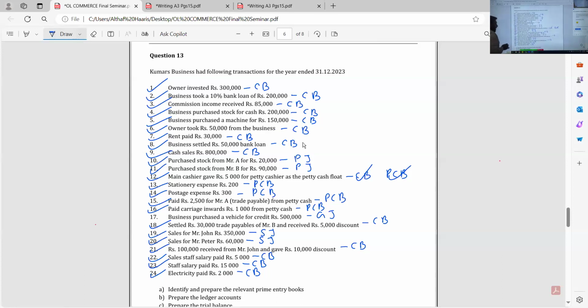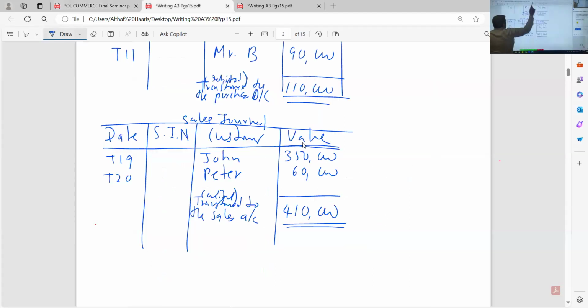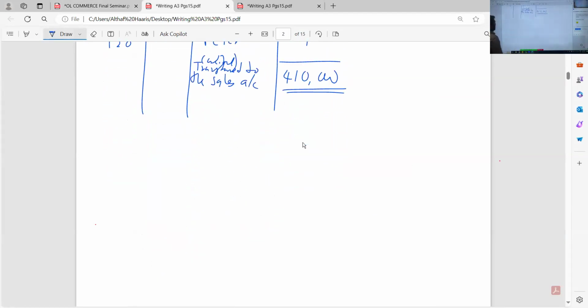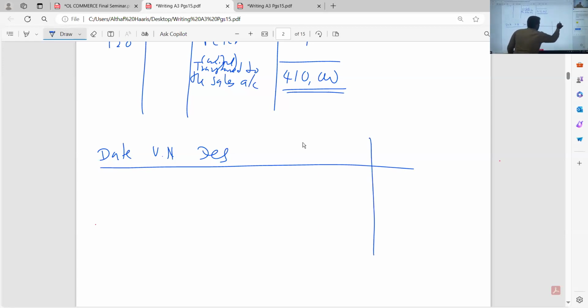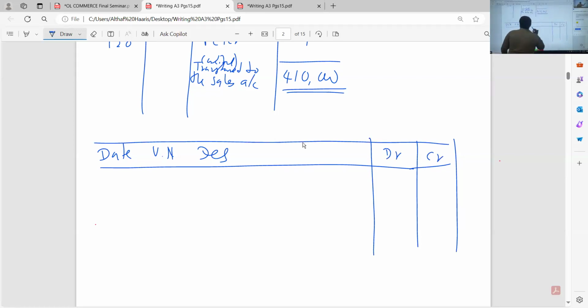Done. So people, we completed the cash book, the petty cash book, the purchase journal, and the sales journal. Another one more is there. General journal. Let's remove that too. Tell me, kids. You have the date, voucher number, description, and you have the debit and you have the credit.